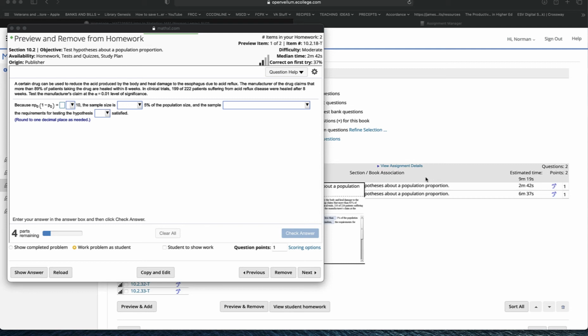Hello everybody and welcome to my StatCrunch tutorial on how to perform hypothesis testing with StatCrunch on proportions. So without further ado, let's go ahead and get started.